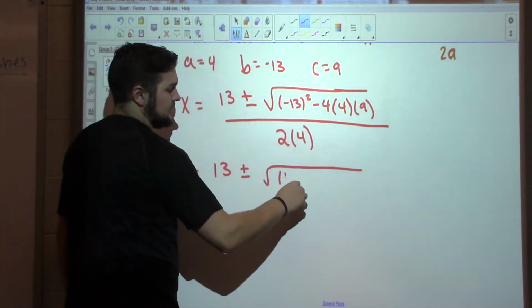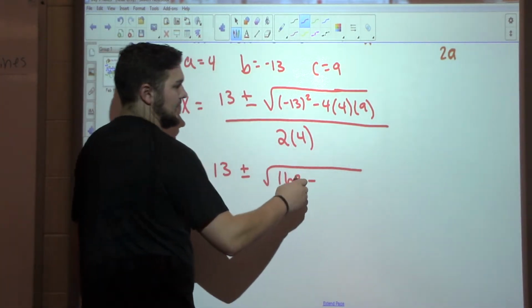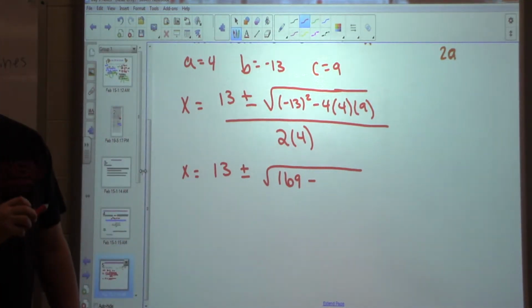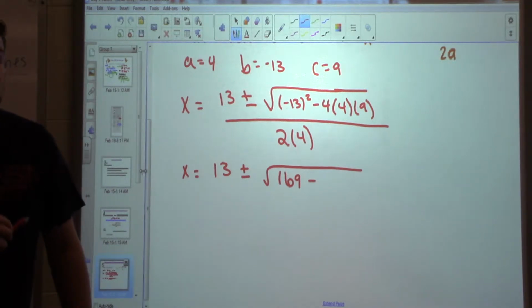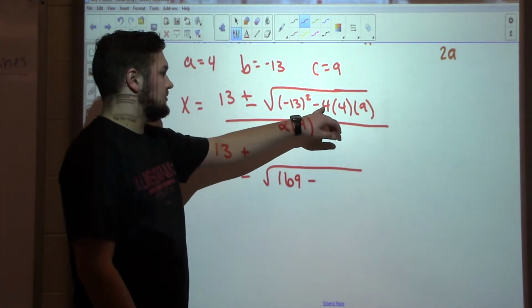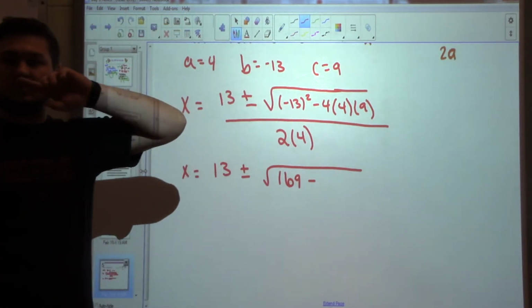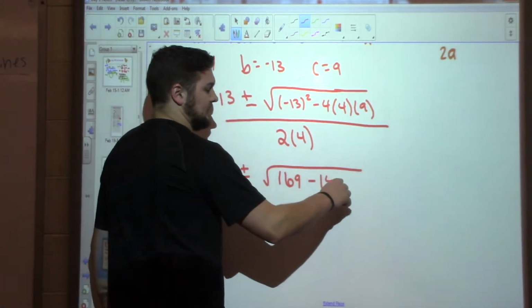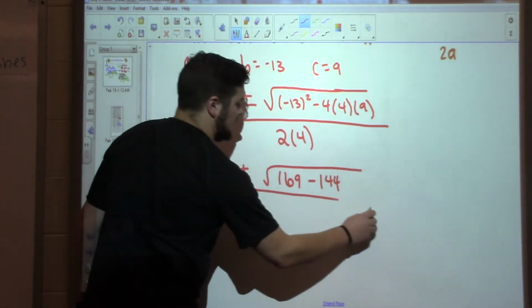Negative 13 squared is 169, minus 4 times 4 times 16. Or 4 times 4 times 9. Excuse me, sorry. Isn't it negative 4? Minus 4 times 4 times 9, that's 144. Negative 144, so minus 144 all over 8.